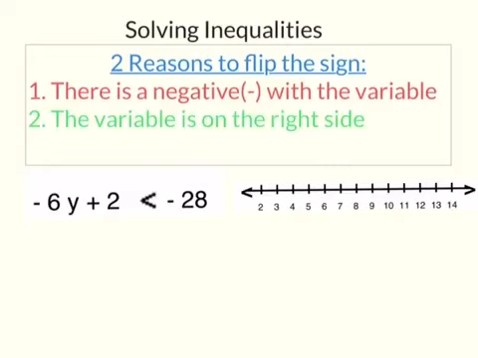The first one is that there is a negative with the variable. This means that you are multiplying or dividing by a negative number. The second reason is that the variable is on the right side of the inequality sign.